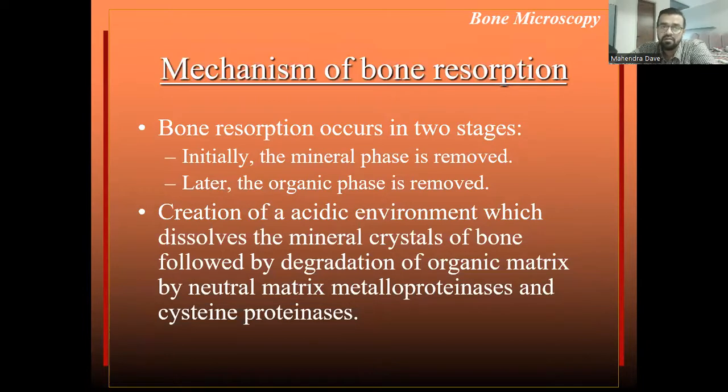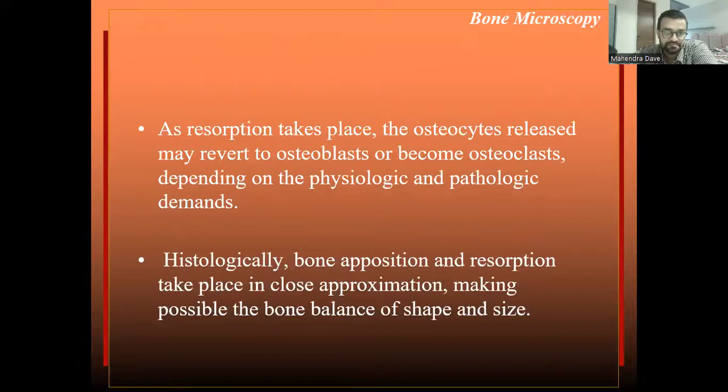So what is the mechanism of bone resorption? Bone resorption usually occurs in two stages. Initially, the mineral phase is removed, that is, the mineralization of bone gradually diminishes or stops, and in the later stage, the organic phase is removed. An acidic environment is created which dissolves the mineral crystals of bone, followed by degradation of the organic matrix by neutral matrix metalloproteinases and cysteine proteinases. These are the procedures by which diminution of bone takes place.